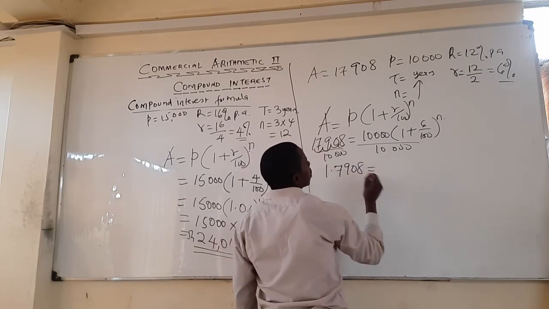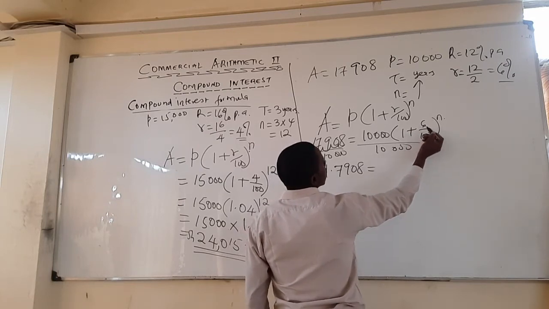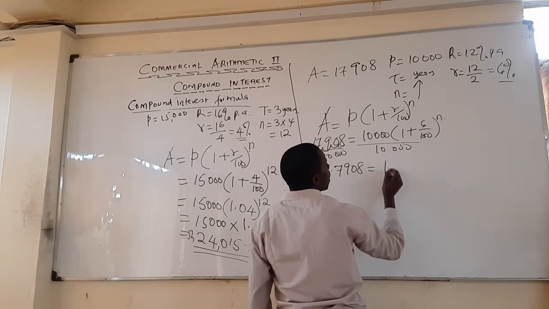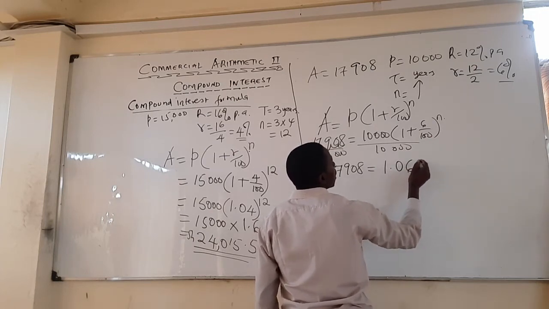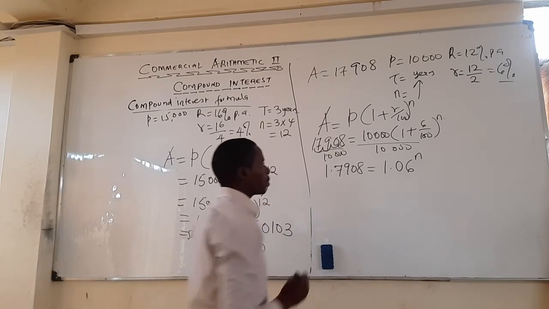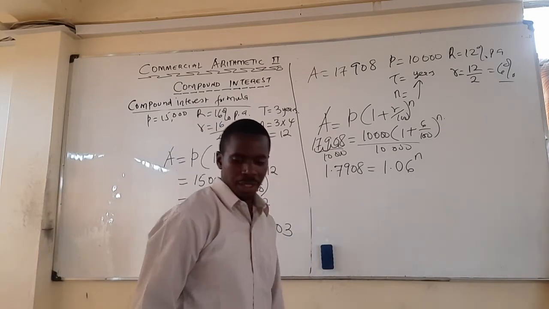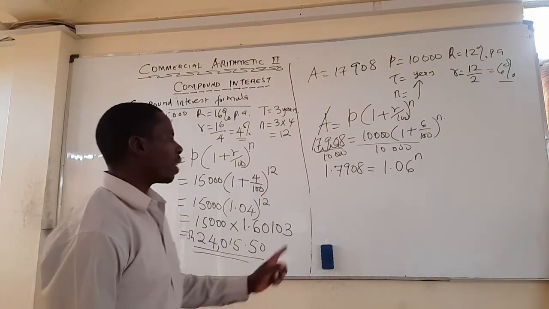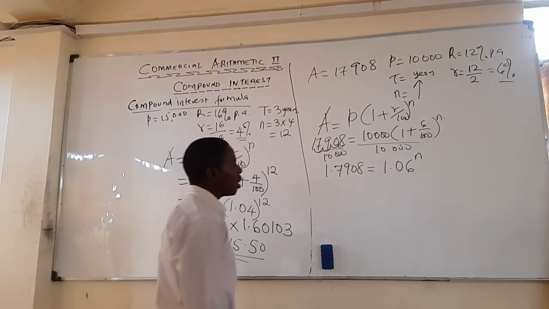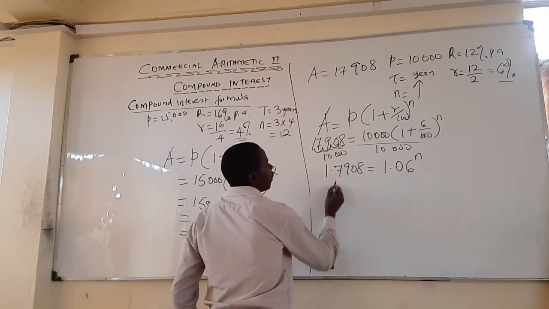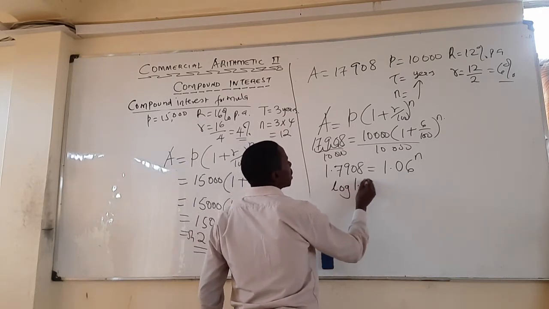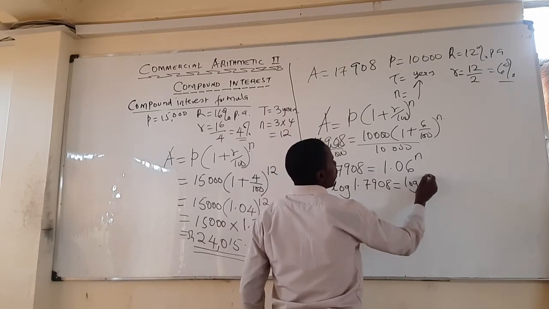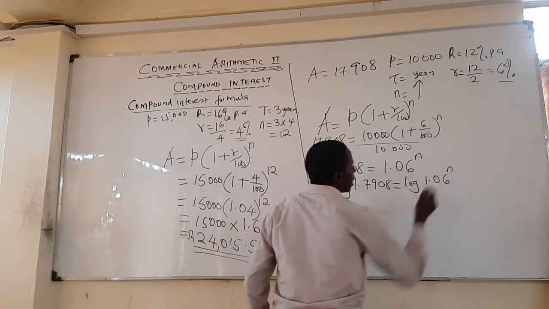1.7908 is going to be, then 1 plus 6 over 100, 6 over 100 is 0.06, so this is going to be 1.06 power n. So you're going to have it like that. Then here, of course, we need to get the value of n. So we are going to introduce log on both sides. We have the log of 1.7908 is equals to the log of 1.06 power n.